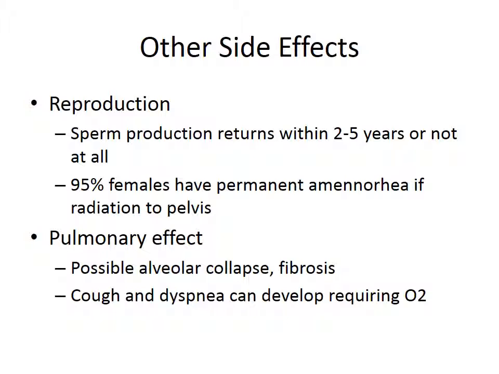Other side effects that can occur with radiation are sperm cell production that returns within 2 to 5 years, or maybe not at all. Often young males who undergo radiation may be encouraged to freeze their sperm cells, later being able to use them for reproduction. 95% of females have permanent amenorrhea if radiated to the pelvis. And there are pulmonary effects on patients, such as possible alveolar collapse, pulmonary fibrosis, and cough and dyspnea can also develop that requires O2.